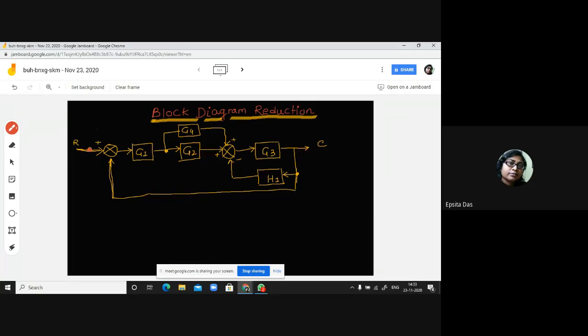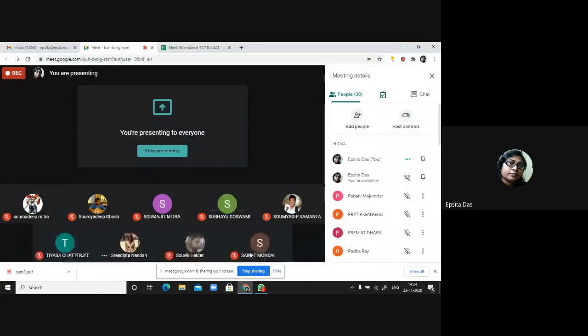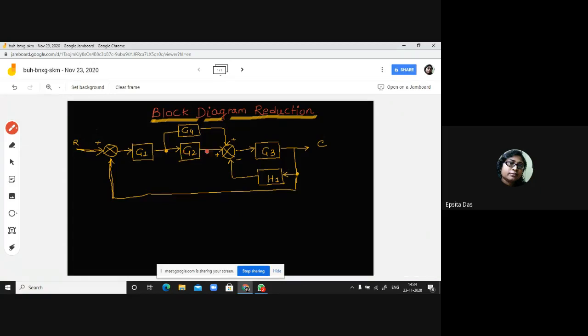Can anyone tell me which is the feed forward path? R to G1, the signal coming from R. Okay, so R to G1 and then G2 and G3 up to C. So this is the one feed forward path we are getting.